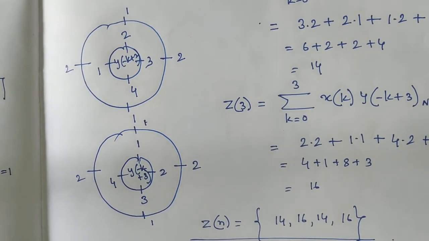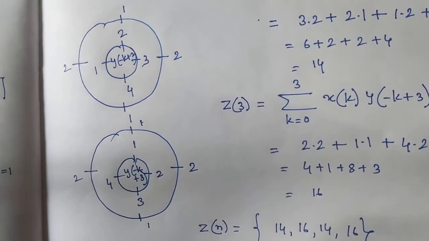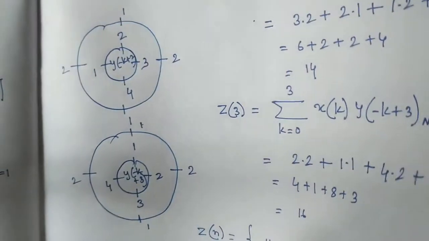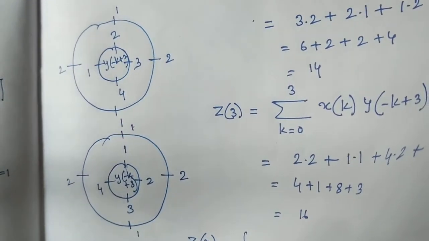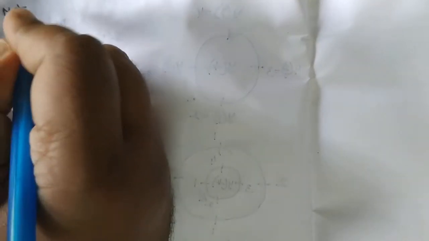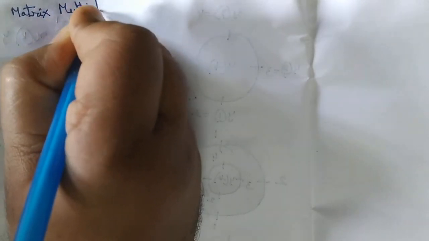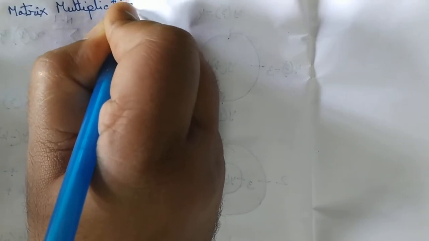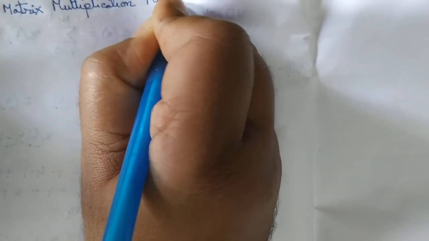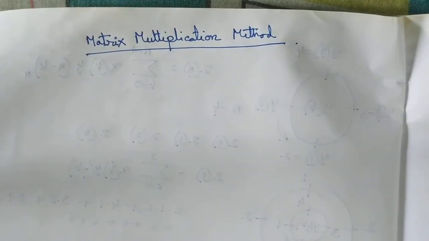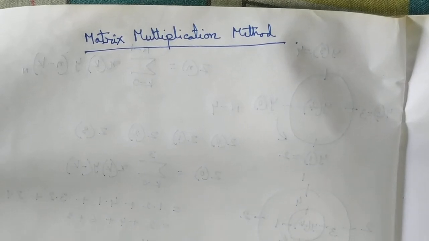Now the second process is called the matrix multiplication method, and it is very simple, very easy to understand, and much less time consuming also. Let us see. This is called the matrix multiplication method.